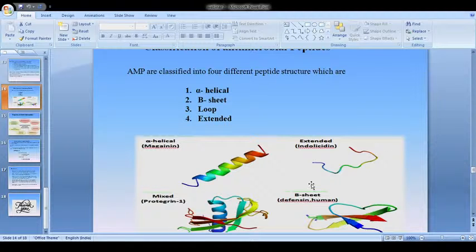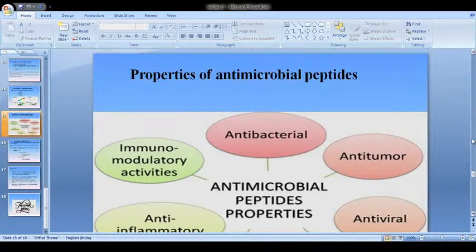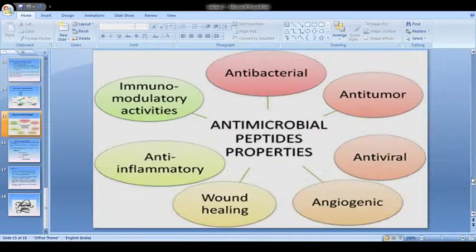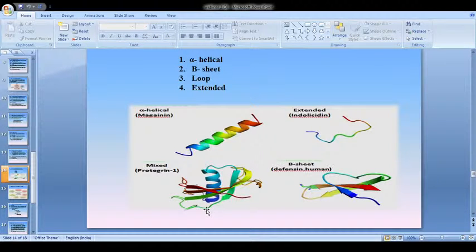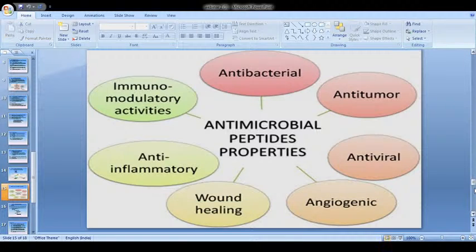And the next one is the properties of the antimicrobial peptides. The properties of the antimicrobial peptides are antibacterial, anti-tumor, antiviral, angiogenic, wound healing, anti-inflammatory activity, and immunomodulatory activity. So these are the activities under the properties of the antimicrobial peptides.